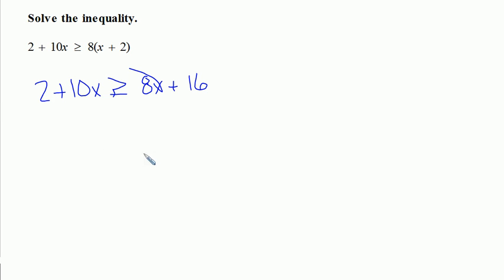My pen's starting to act up on me a little bit here. Let's see if we can make it through this problem. I want to get all the x's on one side as quick as I can, so I'm going to subtract 8x from both sides.